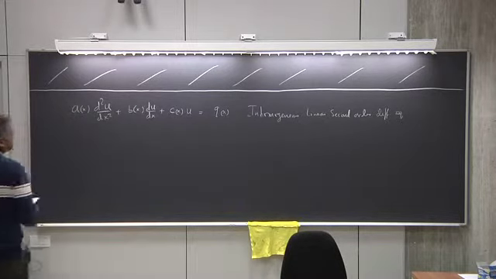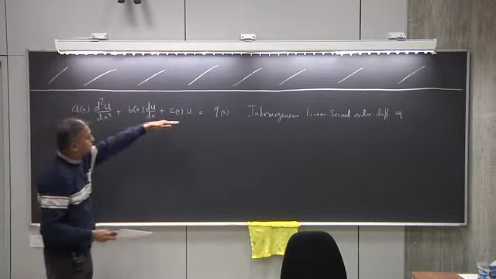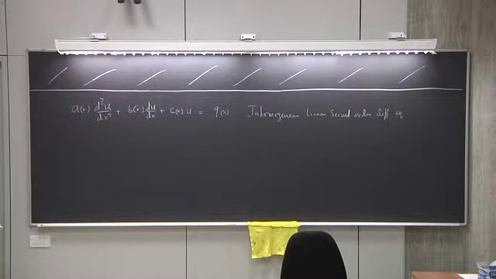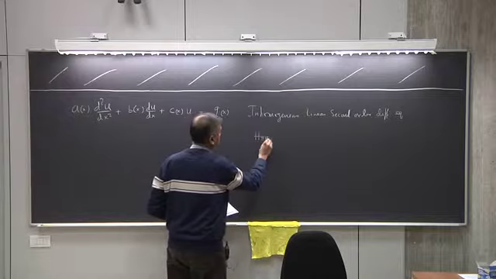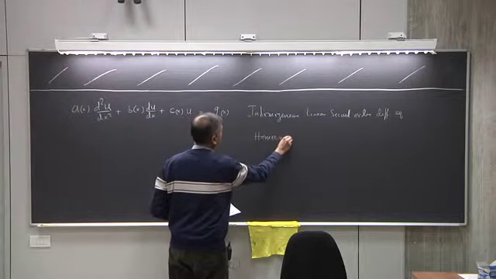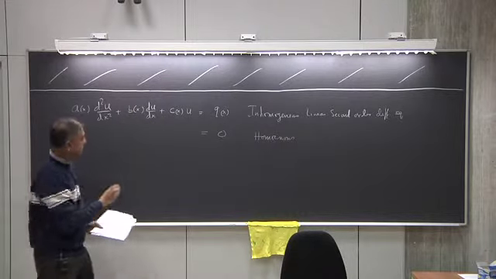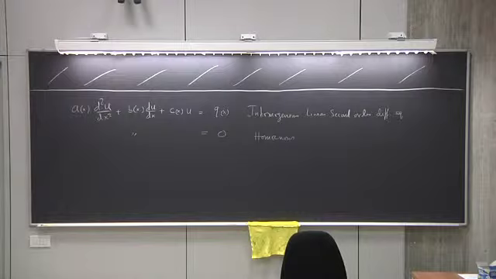Right. But as I said last time, in order to find the solution of this thing, it's useful to first look at the homogeneous one. So the homogeneous equation is obtained by taking the right hand side equal to 0. The left hand side is the same, just put the right hand side equal to 0. So that's a homogeneous linear second order differential equation.